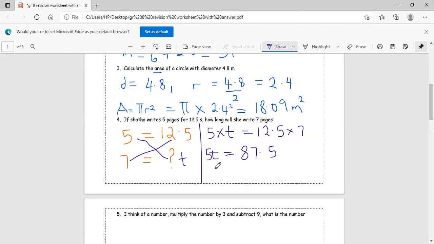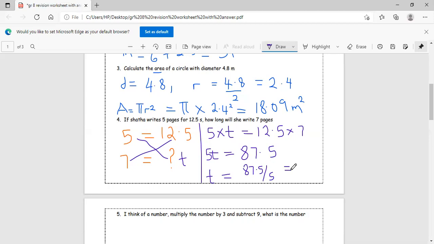Can you see that now? So my t will be equals to what? How do I remove 5 from here? I will divide the two sides by 5. So I have 87.5 divided by 5. And that is giving me what?